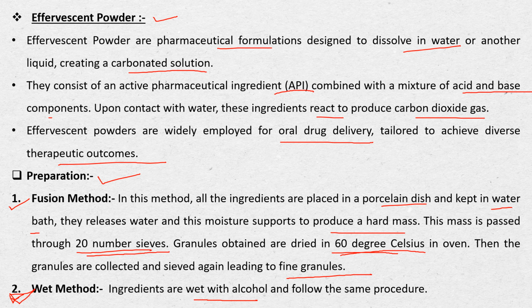The rest of the procedure will be the same: they are dried at 60 degrees Celsius, and they are passed through a number 20 sieve. Next they will be collected and sieved again, leading to fine granules. All the procedure will be the same, the only difference is that this is wet and this is dry.